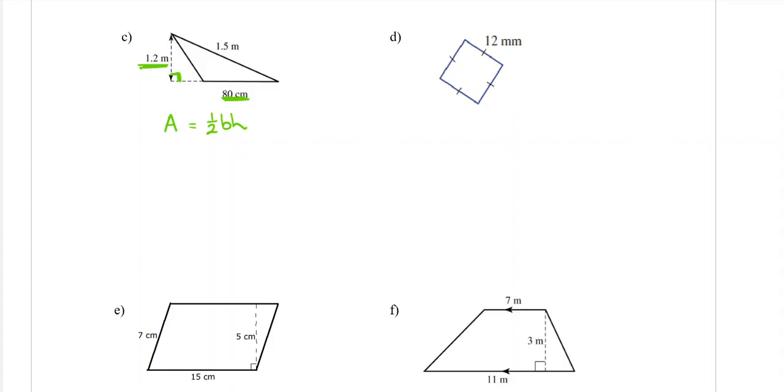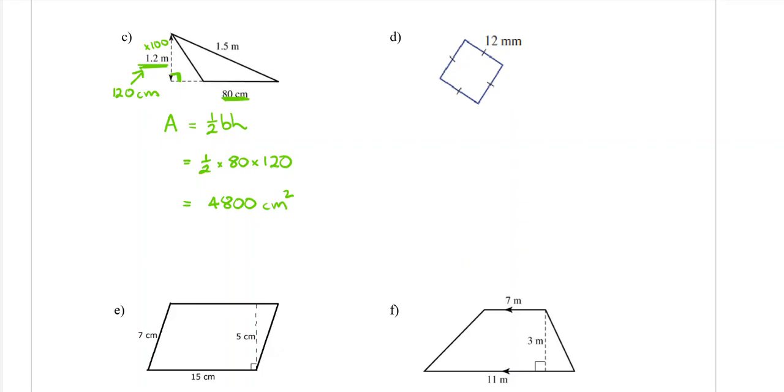However, that's in meters, so let's make our units the same. Let's convert 1.2 meters. If we times that by 100, that would be 120 centimeters. Okay, so half times the base, which is 80, times the height, which is 120. Calculate, that equals 4800 centimeters squared.